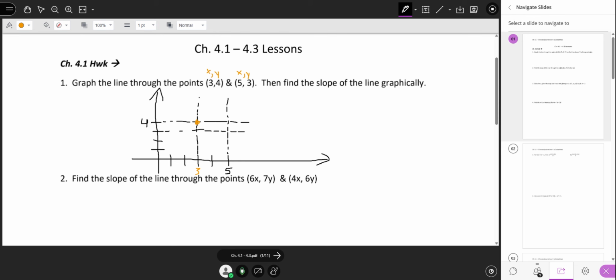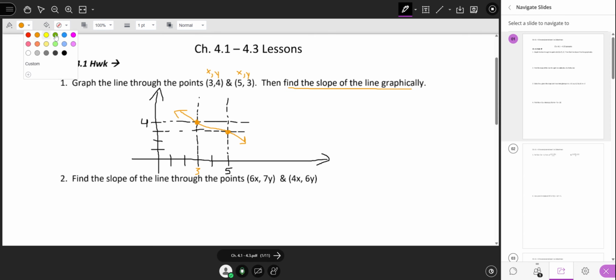So where the X of 3 and the Y of 4 cross, that's where you put your dot. Then where X equals 5 and Y equals 3, you put your dot. So it says graph those 2 points, then draw the line for that. Of course, with the program, it automatically draws that line. Then it says find the slope graphically.